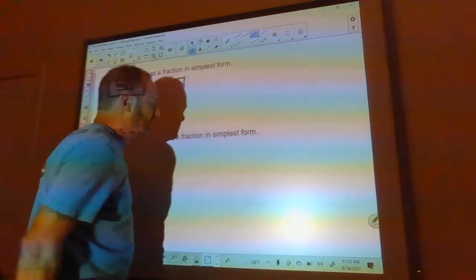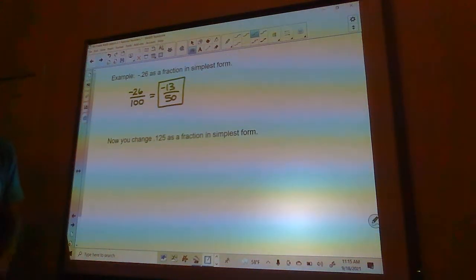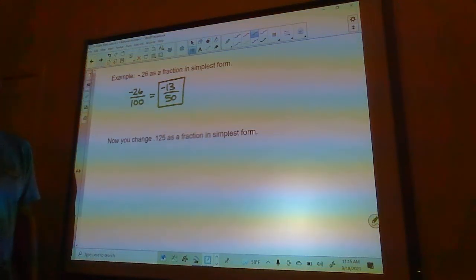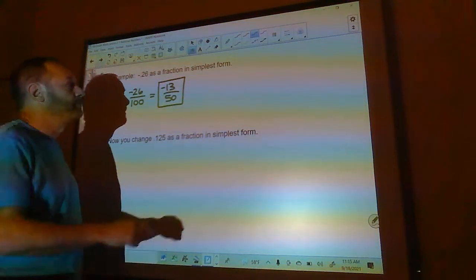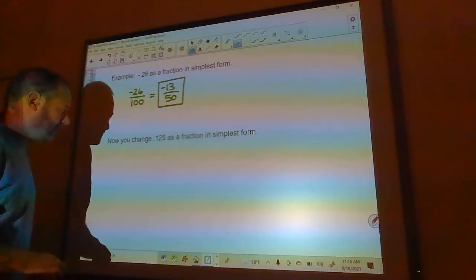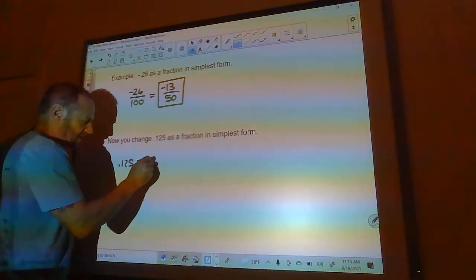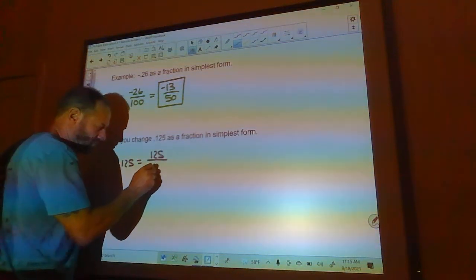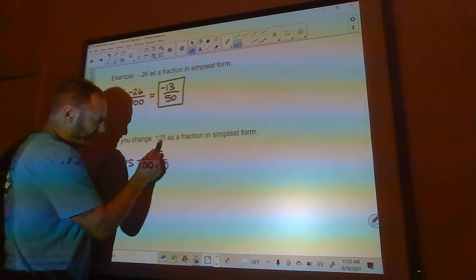So now what I want you to do is go ahead and pause this video, take 0.125, and write that as a fraction in simplest form. Okay? So pause the video and do that. Okay, so if I really read 0.125 is 125/1000ths. Okay, so here's tenths, hundredths, thousandths.